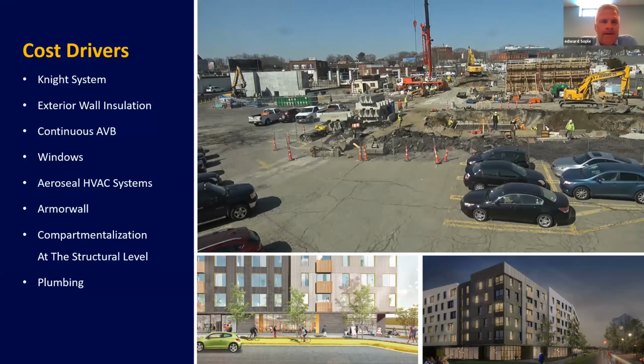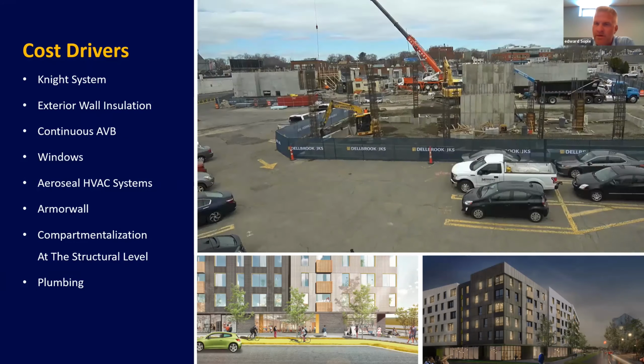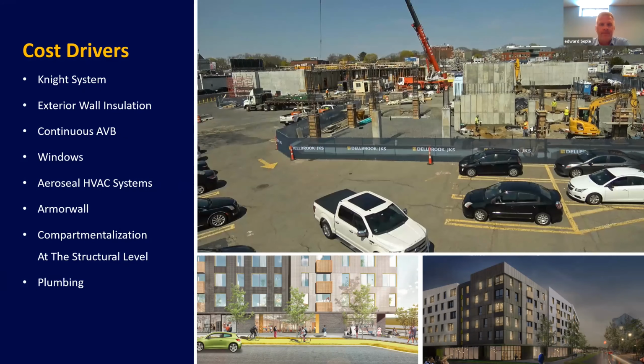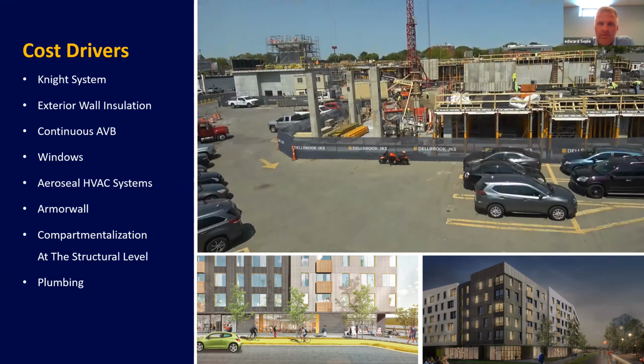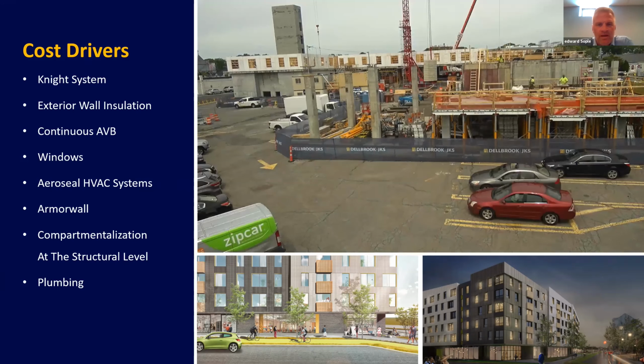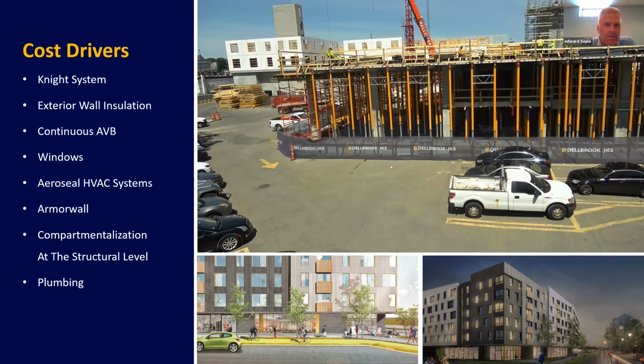Cost drivers that we learned throughout the pre-con: the Knight system, which, again, everybody's familiar with, is your typical girt system that helps you support your exterior wall. One of the slides previously showed the Cascadia clips. That's also an option. We typically like to use the Knight wall system. It's a thermally broken support system for your girts. It does increase cost, but it's definitely an achievable system to help with the thermal bridging.